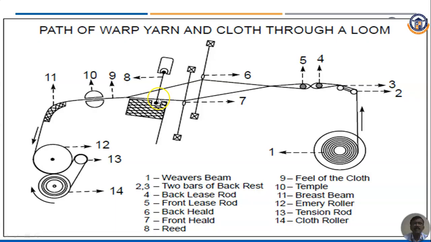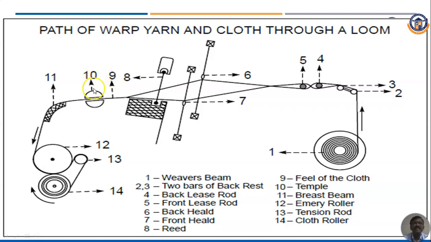This part is called the sley, and here we fix number 8, called the reed. The sley is fixed on a rocking shaft. It moves forward and backward to push the weft into the fell of the cloth. The fell of the cloth is the part where the last pick is inserted.